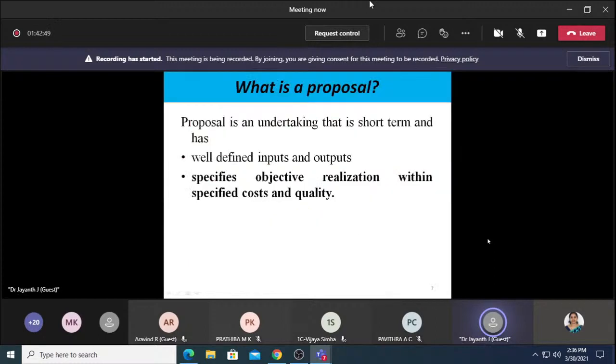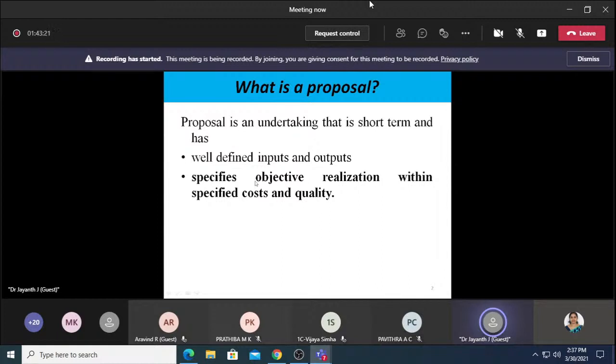So first, we have a question: what is a proposal? A proposal, we say, is an undertaking, it's short term and has defined inputs and outputs. To be precise, a proposal is a document where you can introduce your product, explain how it can help to solve the recipient's issue, identify the plan of execution, and provide the technical details for the deal or for completing the project.